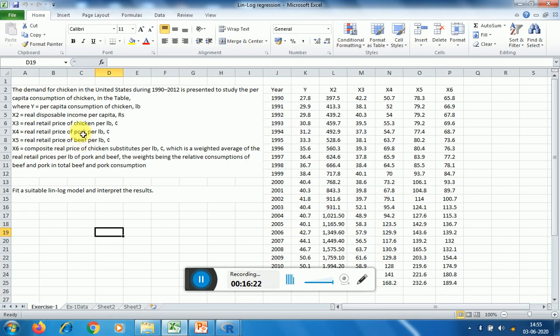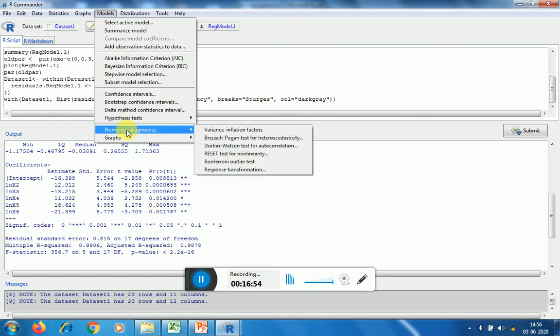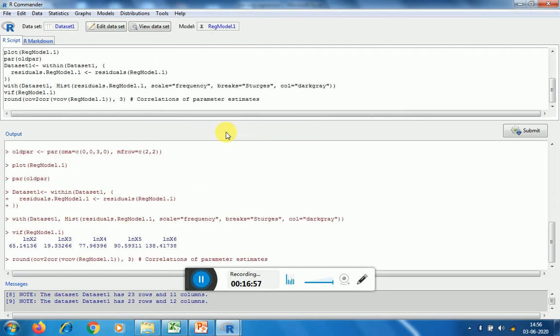That means these two variables are incorporated in this model twice, because when I take x4 and x5, these two variables are there, but x6 is again a linear combination of x4 and x5. Since these two variables are incorporated here twice, this has created the problem of multicollinearity. Now you can check this through numerical diagnostics and variance inflation factors.